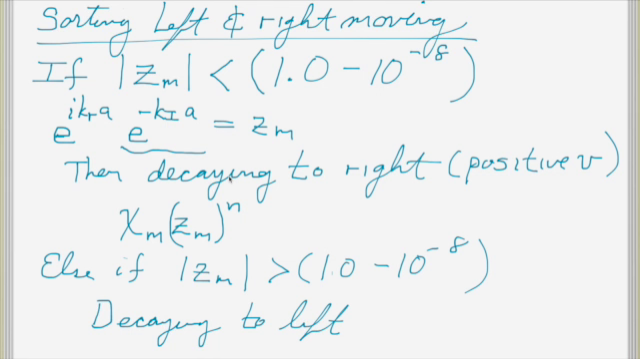It's decaying to the left, so you throw that into the negative bin. Those are the two easy ones. Now, if it's neither that one nor the other, there's a third one that, well, it's equal to 1, and then you have to figure out which way it's moving.